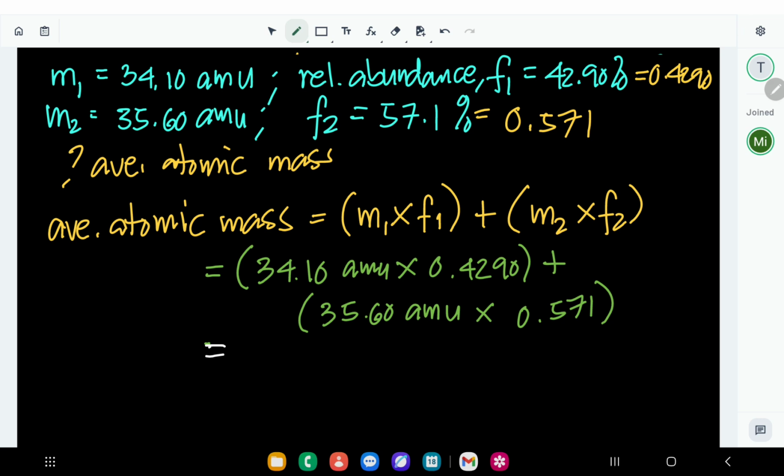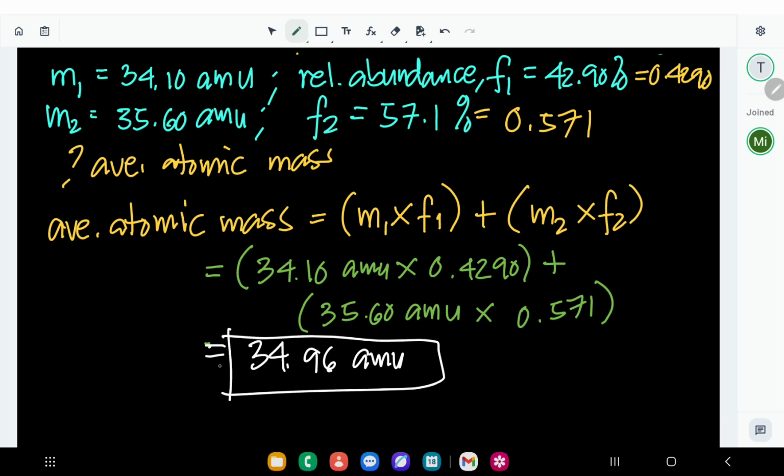Your answer here is supposedly correct, but you rounded it off, and the computer didn't accept it. So you have to take note that you only round off when you're done solving everything, only your final answer. So what did you get? Yes, it should be 34.96 atomic mass unit. That should be the average atomic mass.